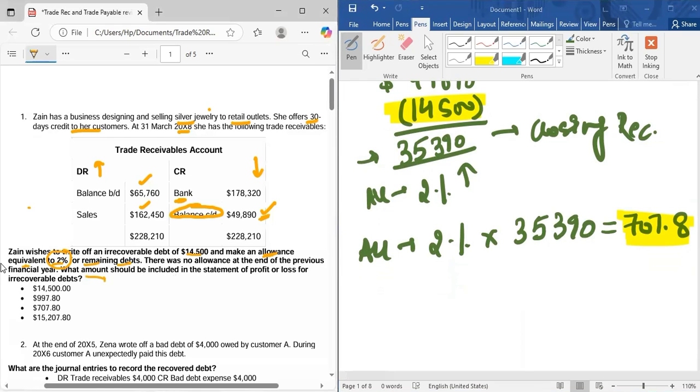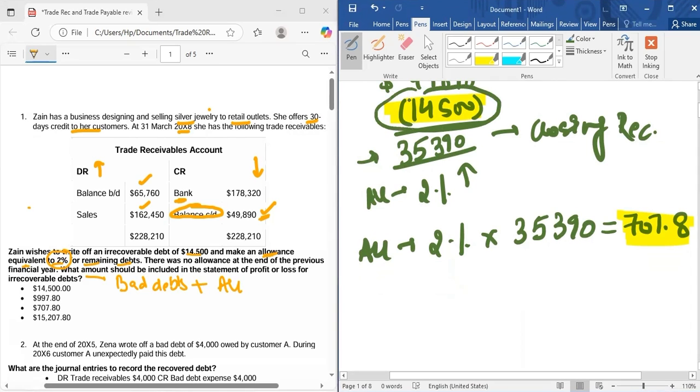So this would be made up of our bad debts, plus our provision or the allowance, I can say. Okay, so we have to add 14,500, this amount, and we have to add 707.8 to get our irrecoverable debts figure that would be shown in the statement of profit and loss. All right.